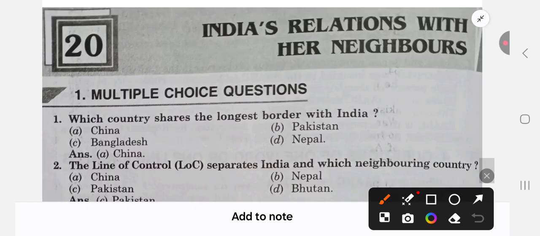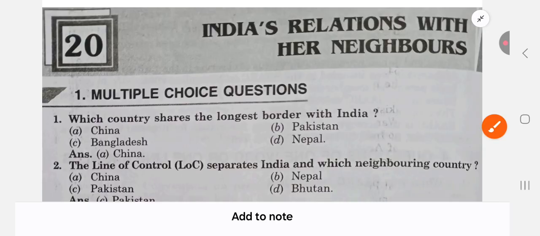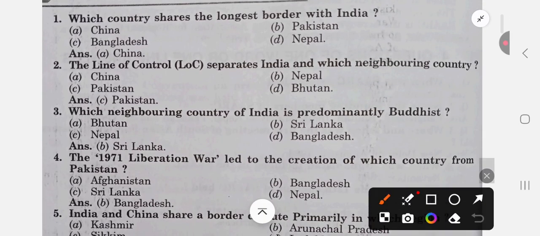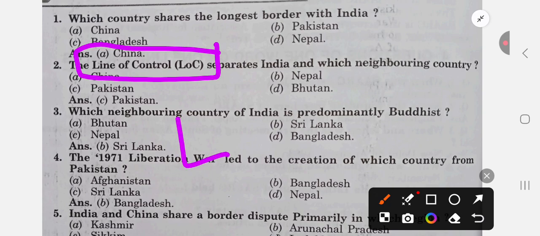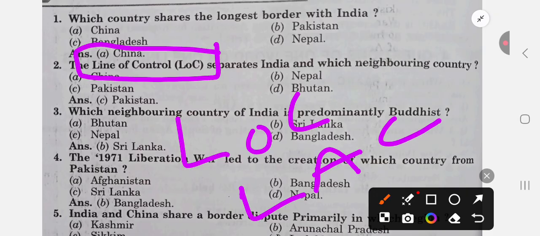So, let us start with the multiple choice questions. First, which country shares the longest border with India? China. Next question is, the Line of Control separates India and which neighboring country? Keep in mind there are two terms, LOC and LAC. Line of Control is between India and Pakistan, and the Line of Actual Control is between India and China.